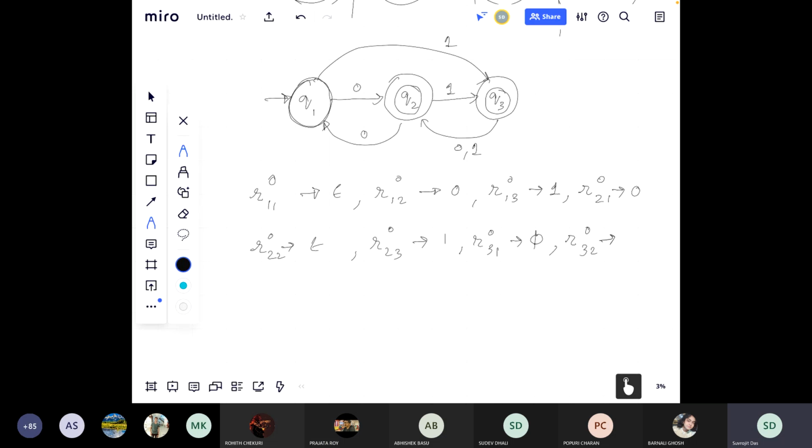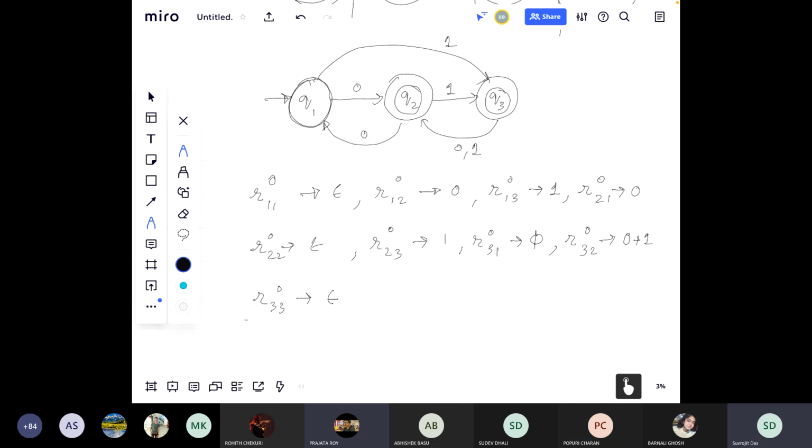I take all possible pairs, right? What is R320? 0 and 1, sir. How do you write that in an expression? So you are telling 0 or 1, right? So plus is or. Yes, 0 plus 1. Done? What is R330? Sir, R330 will again go back to epsilon.